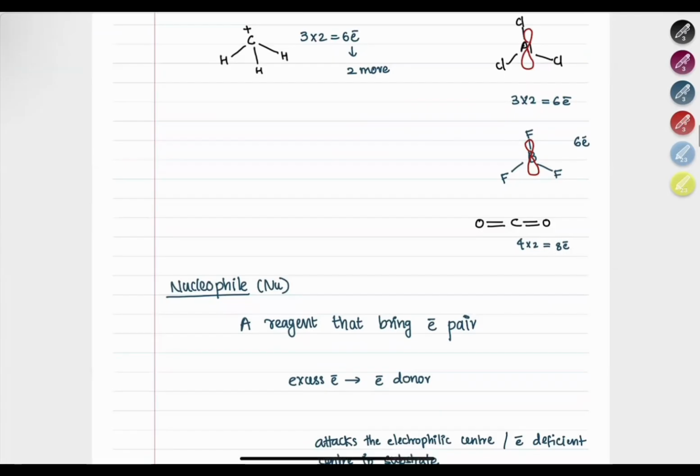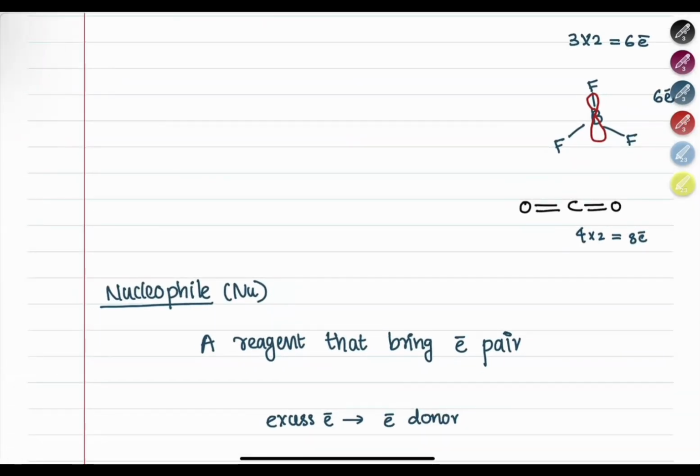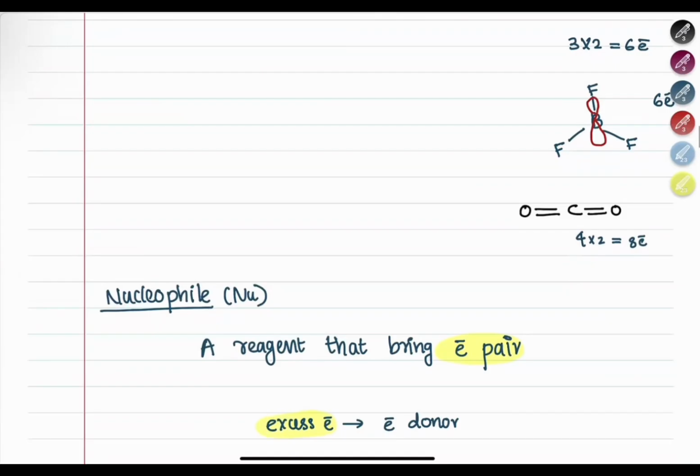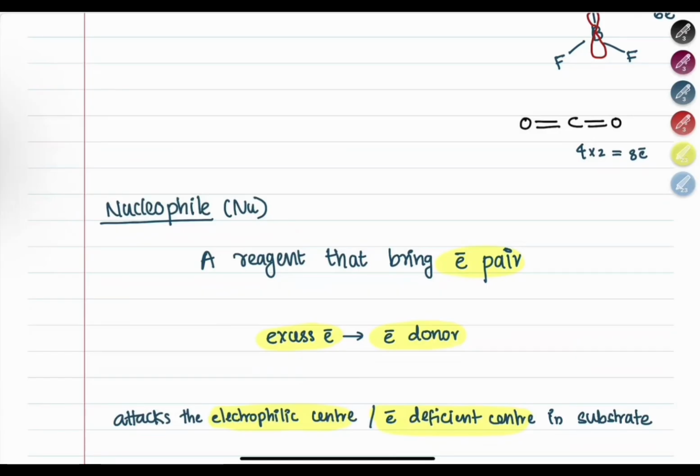So a nucleophile is a molecule that brings an electron pair in a reaction. That means there is excess electron in the nucleophile and it acts as an electron donor in the reaction. So a nucleophile is a substance that brings an electron pair and has excess electrons. That's why it acts as an electron donor in the molecule and it will attack the electrophilic center or electron deficient center in the molecule.